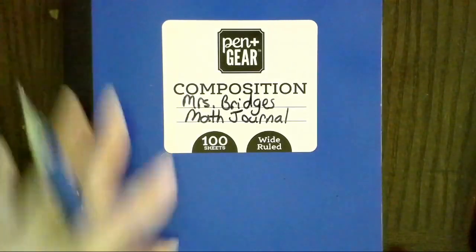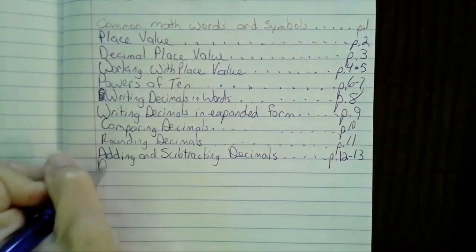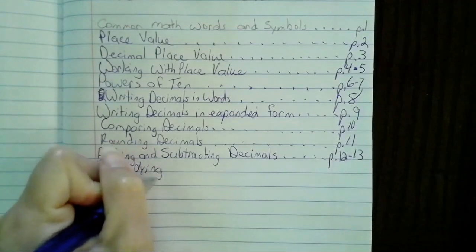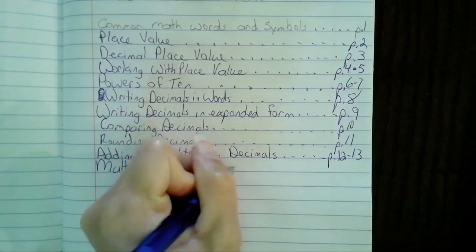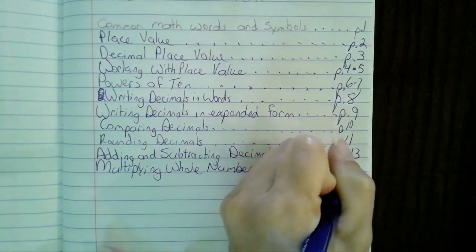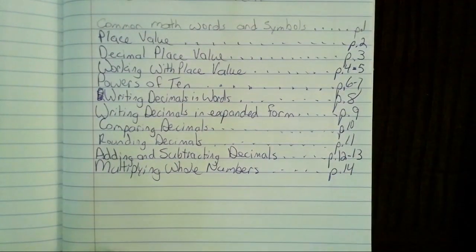In our math notebook today, we're going to turn to the table of contents. We're going to write multiplying whole numbers, dot, dot, dot, page 14. Then you want to turn to page 14.